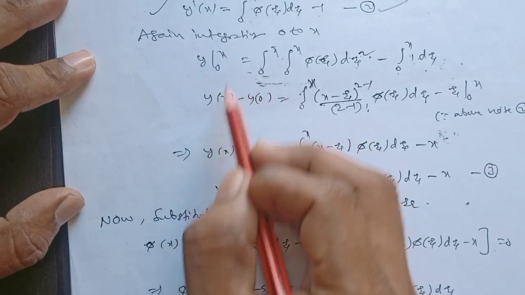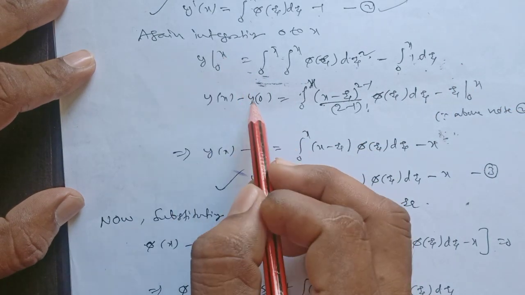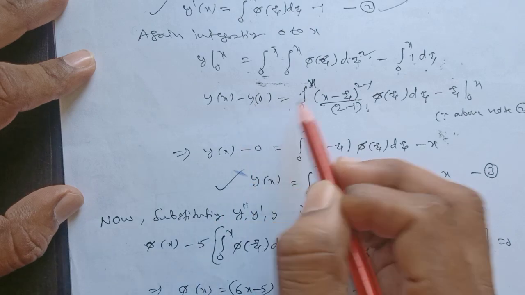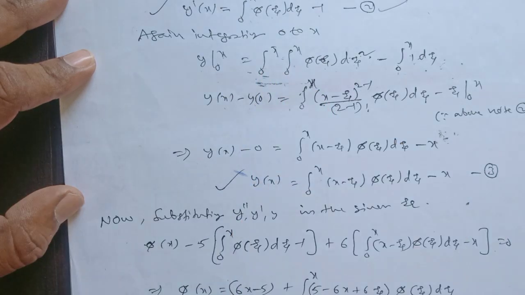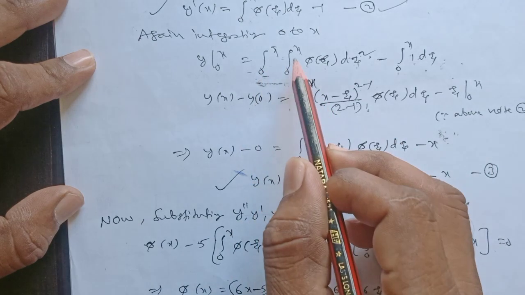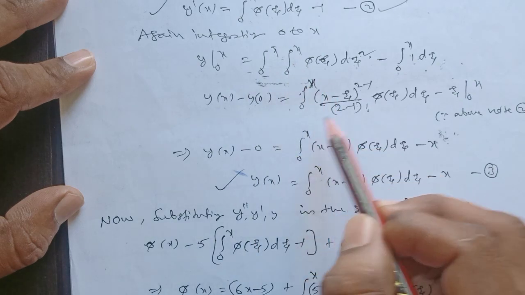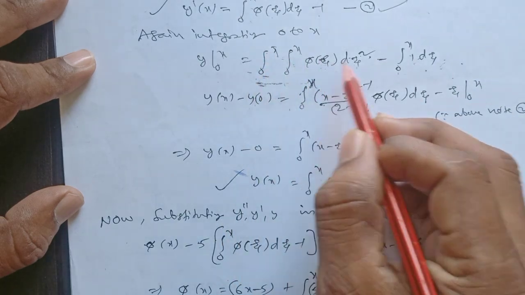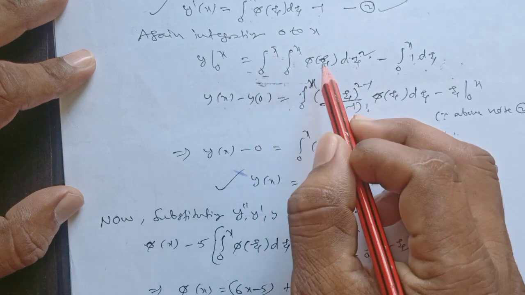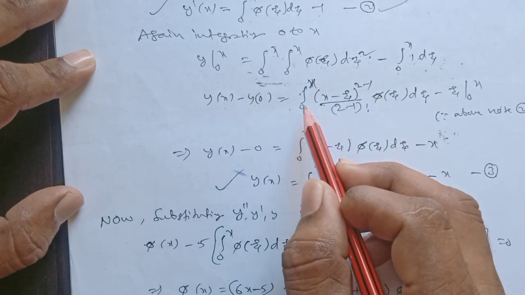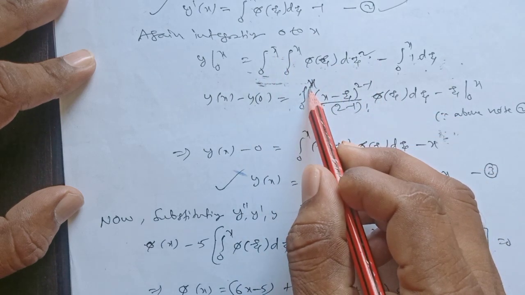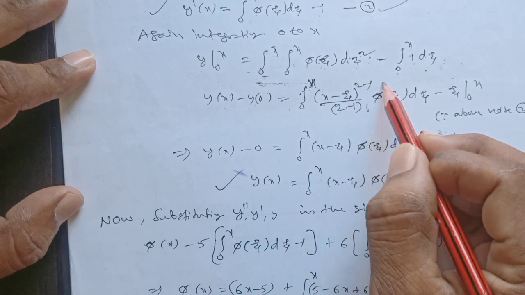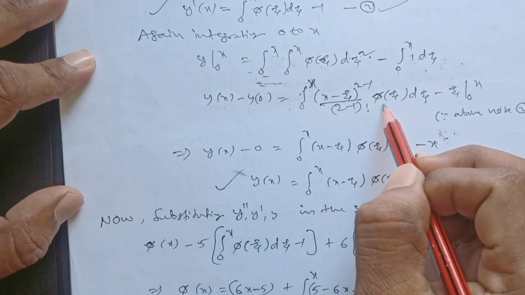So upper limit is x, y of x minus lower limit y of 0, is equal to 2 times of integration according to previous note 1, note 2. If 2 times of integration, I can write like this: integral 0 to x phi of xi dxi square. This means integral 0 to x of (x minus xi) to the power 2 minus 1 by (2 minus 1) factorial into phi of xi dxi.